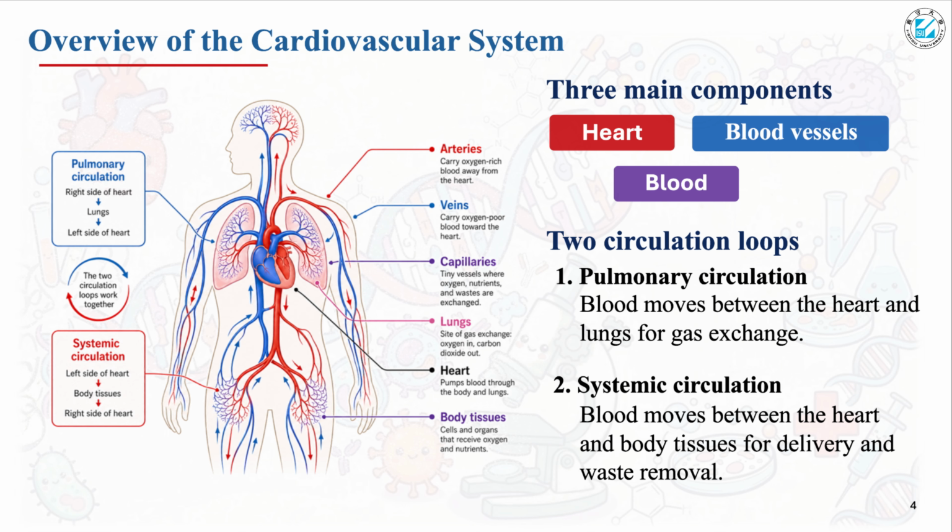There are two major circulation loops. The first one is pulmonary circulation. Pulmonary circulation moves blood between the heart and the lungs. In the lungs, oxygen enters the blood and carbon dioxide is removed. The second one is systemic circulation. Systemic circulation moves blood between the heart and the rest of the body. Through this loop, oxygen and nutrients are delivered to the body tissues, and the waste products are carried back toward the heart.